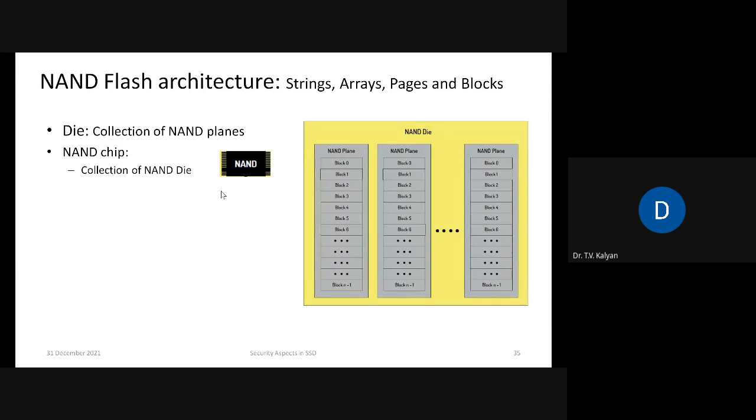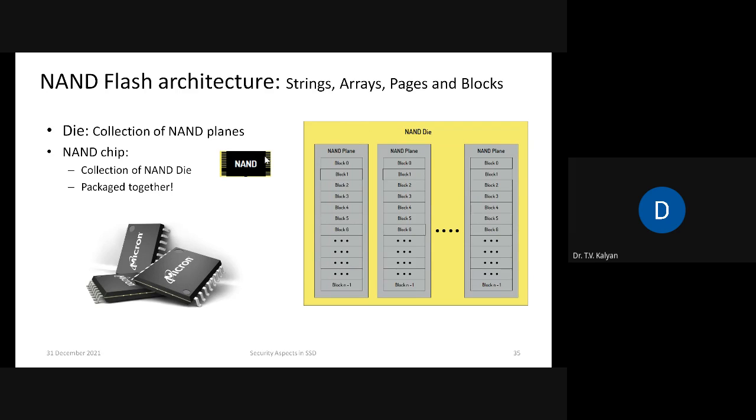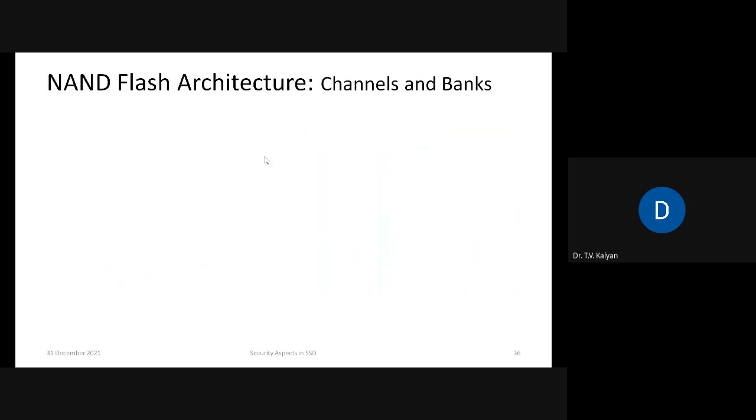So what we typically see on our USBs and hard disks, the SSDs, would be these NAND chips. And NAND chips are internally divided into die, plane, block, pages, arrays, and strings. This is a picture from Micron, showing how a typical NAND chip would look.